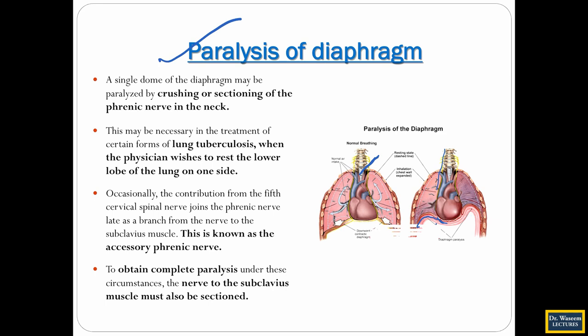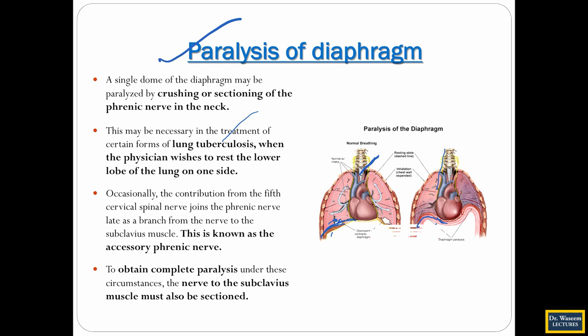You see, the surgeons section them, because it is sometimes necessary for the treatment of certain diseases like lung tuberculosis, where the physicians plan to rest the lower lobes of the lungs, because the dome will be paralyzed and will not move, so the lung will have rest now. It cannot actually move, so they willfully sometimes even section this.